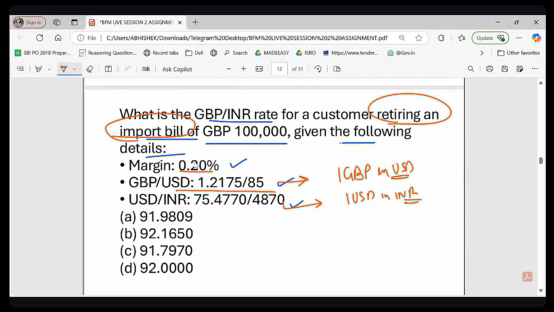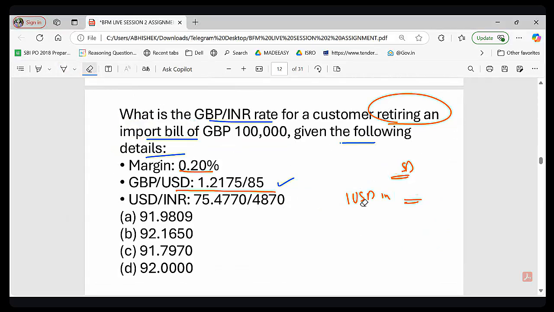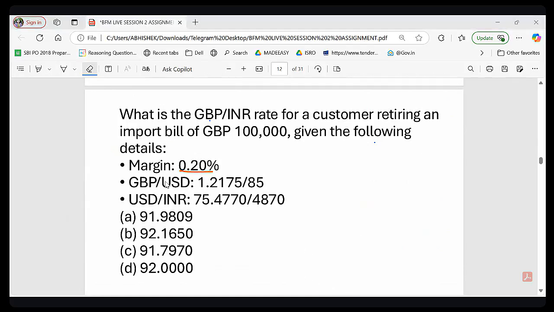Now, tell me, what is the rate at which we can buy Great Britain pound? Take a moment and let me know in the chat. What is the rate at which we will buy Great Britain pound? This is the concept question regarding the cross rate, application of cross rate, right? किस रेट पे ग्रेट ब्रिटेन पाउंड को खरीदा जाएगा? Whether it is 1.2175 और 1.2185.